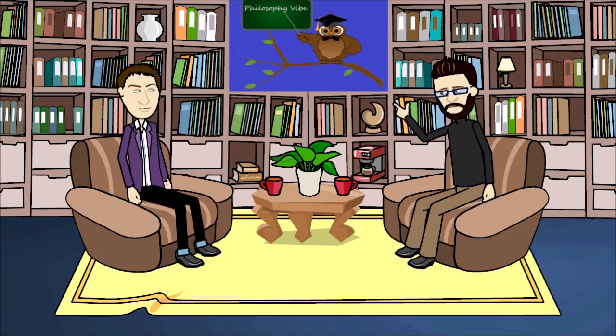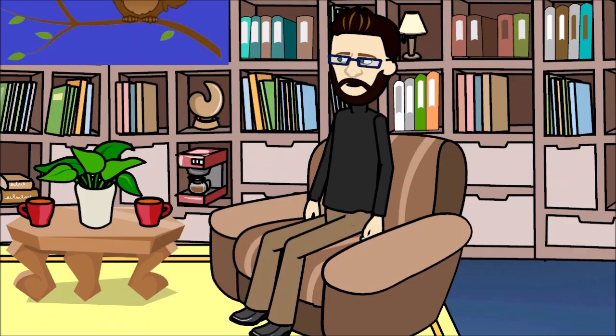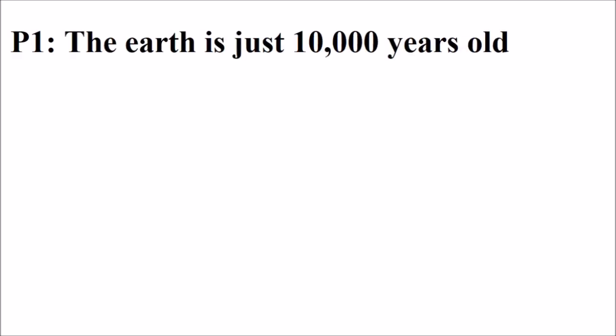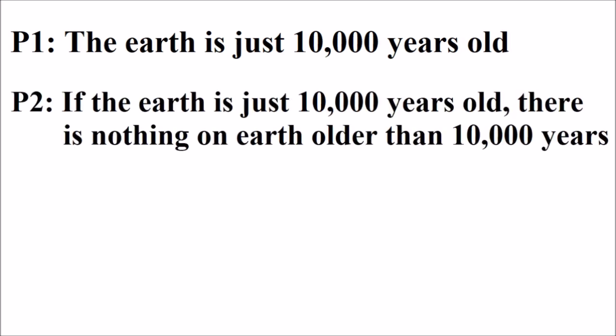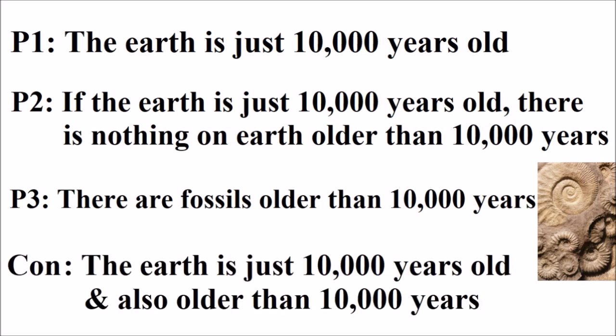Let's consider using Reductio Ad Absurdum to strengthen one's own argument by focusing on a contradictory conclusion of the opposite argument. Let's say someone wants to argue that the Earth is more than 10,000 years old. They will in fact start with the opposite conclusion as the first premise. So, the Earth is just 10,000 years old. If the Earth is just 10,000 years old, then there would be nothing on Earth that is older than 10,000 years. There are in fact fossils that are older than 10,000 years. It then follows that the Earth is just 10,000 years old and also older than 10,000 years.